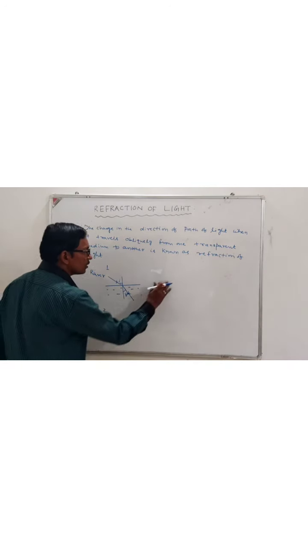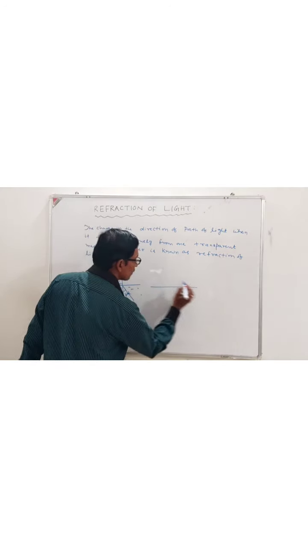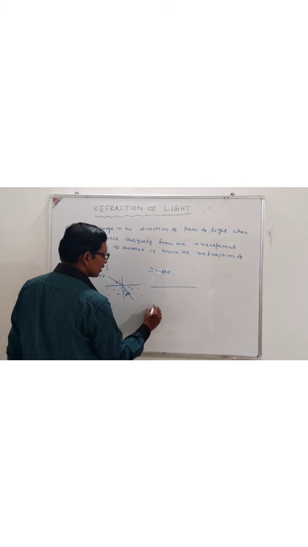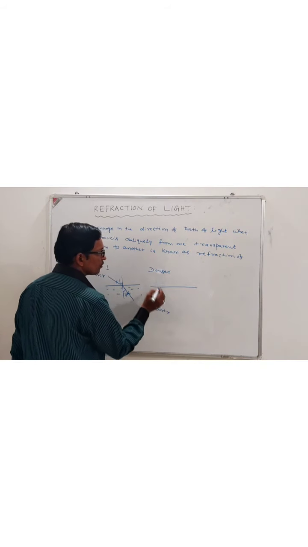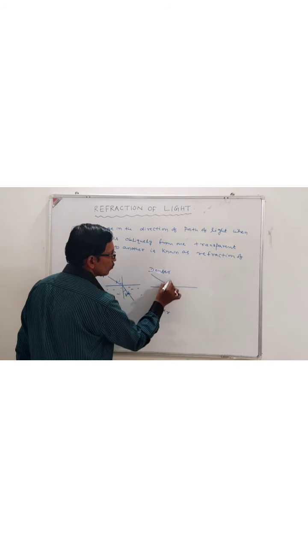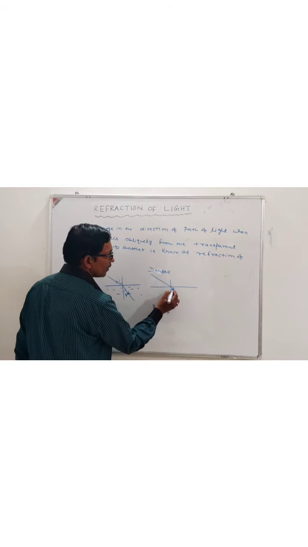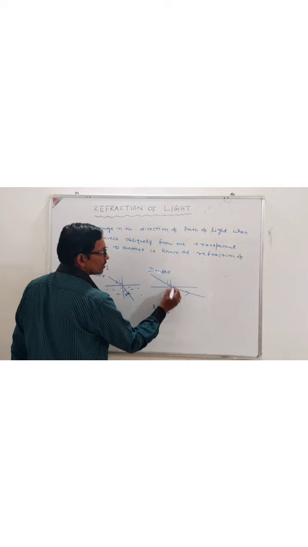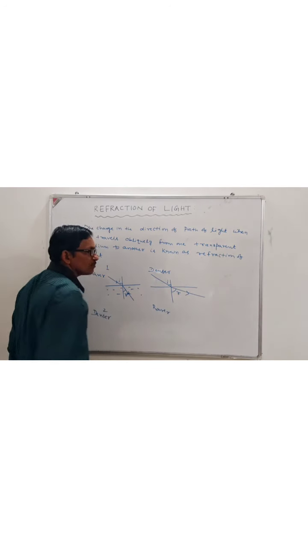Similarly, now suppose this is an interface that separates two media, denser medium and rarer medium. Now suppose light is going from a denser medium to a rarer medium. What will happen? It will bend away from the normal. So this is the angle of incidence, this is the angle of refraction.